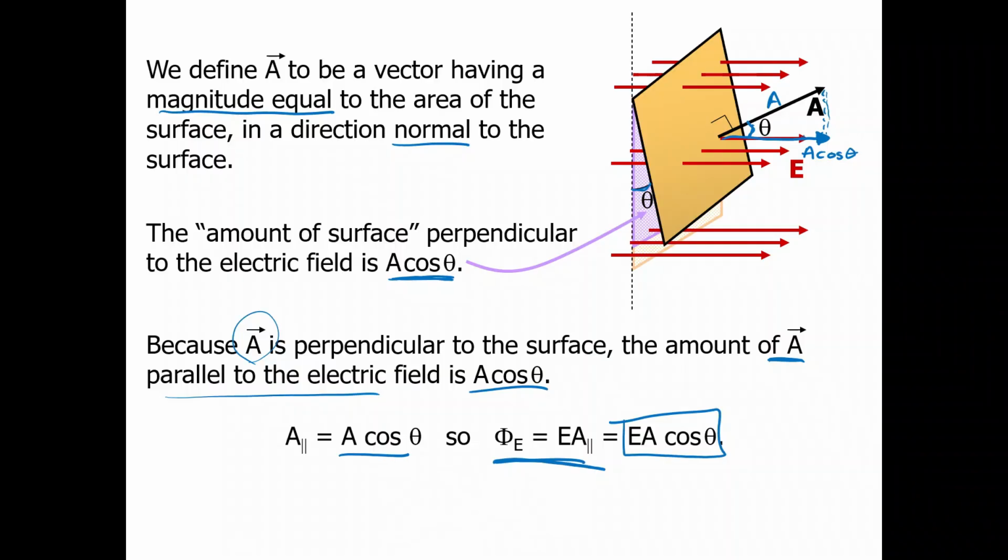So that means our flux is going to be E A cosine theta. So I can see that as my angle theta increases, then I'm going to have less and less of my surface area that's parallel. So if my surface was actually here, then my A vector would actually come out perpendicular and I'd have no flux. Because if my surface is parallel to the field, I'm going to have no flux. If my surface is perpendicular to the field, I'm going to have maximum flux.